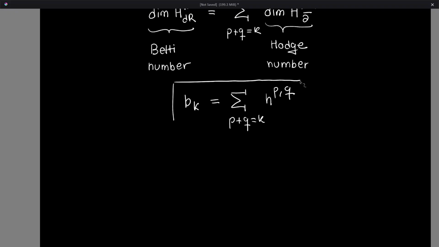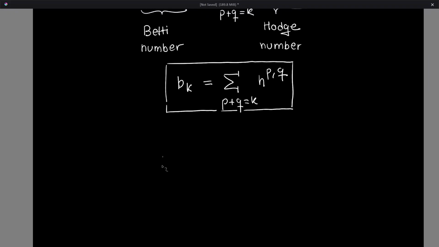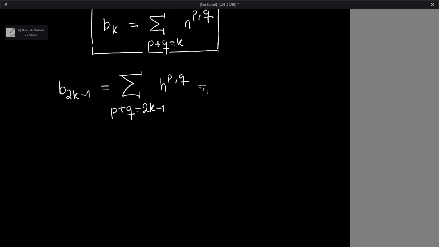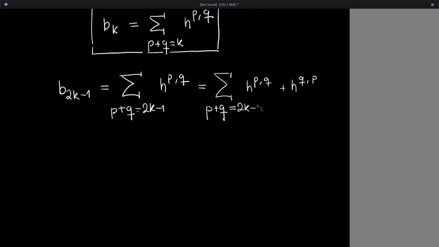So you could even think of that as a sub-result. But this means that what we can do is, let's think of b_{2k-1}. This is what I mean by odd Betti number. This is an odd number, right? If k is an integer, then 2k minus 1 is an odd number. This will give us the sum of p plus q equal to 2k minus 1 of h^{p,q}. So then if we rewrite that, that's equal to h^{p,q} plus h^{q,p}, we have to avoid double counting. So we're doubling them up.